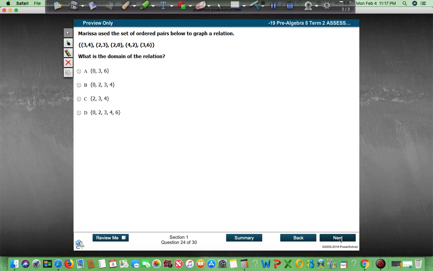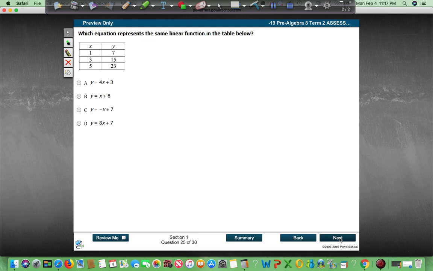Question 24. Marissa used the set of ordered pairs below to graph a relation. What is the domain of the relation? Question 25. Which equation represents the same linear function in the table below?